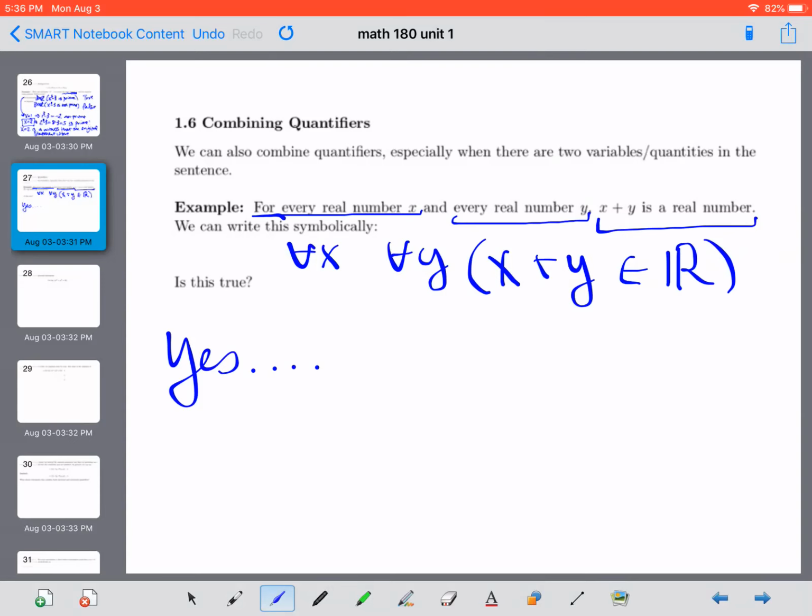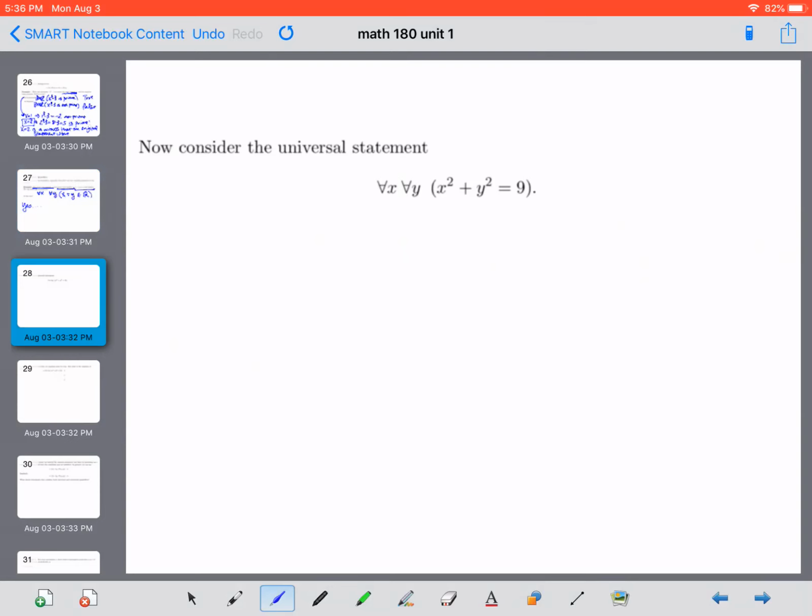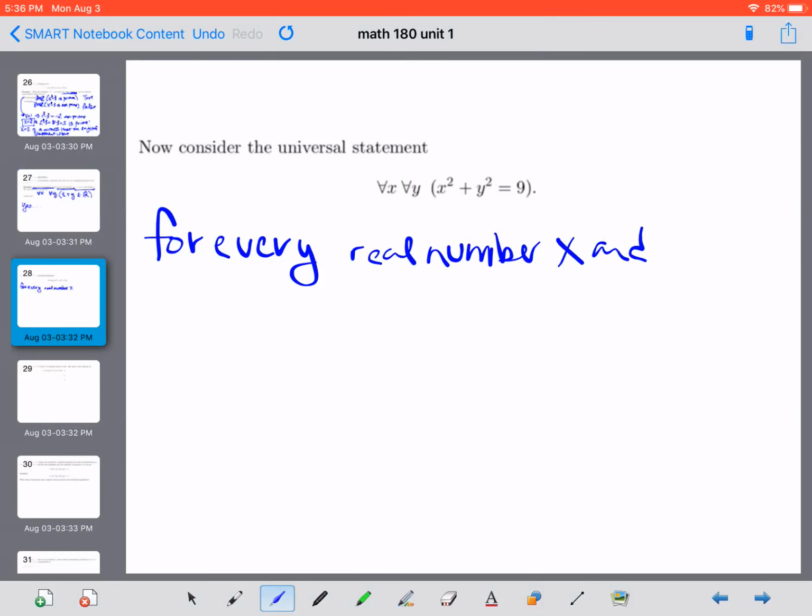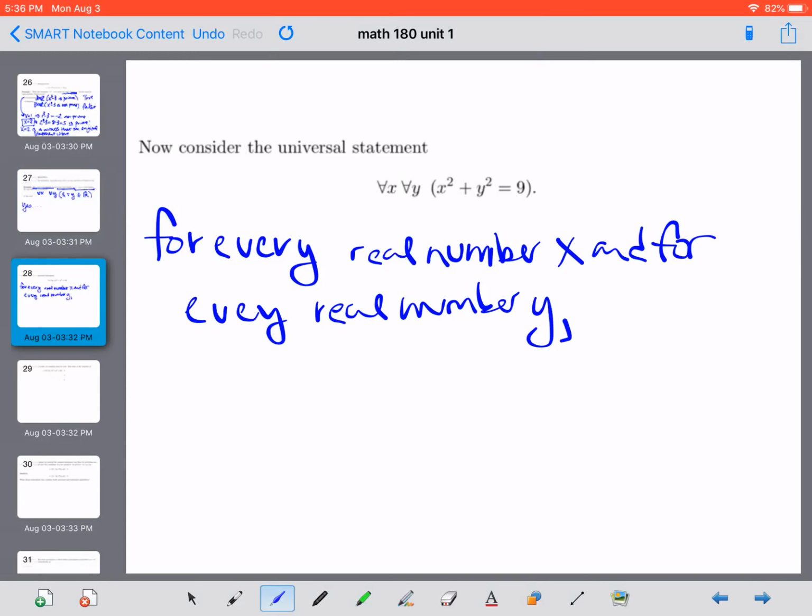All right, now what about this statement? This is a universal statement: for all x, for all y, x squared plus y squared is equal to 9. This is asserting that for every real number x, again, they didn't put x as an element of R, but we assume if they don't specify that we're talking about real numbers. So for every real number x, and for every real number y, we're asserting that x squared plus y squared is going to be equal to 9.